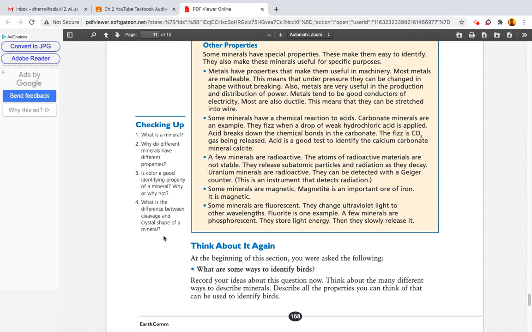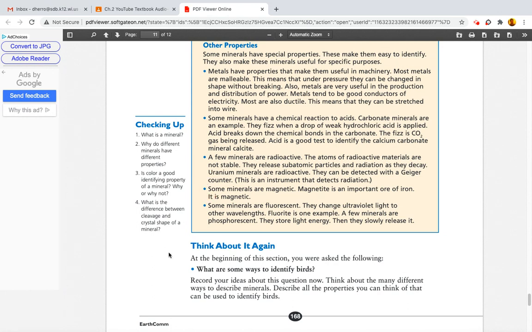A few minerals are radioactive. The atoms of radioactive materials are not stable. They release subatomic particles and radiation as they decay. Uranium minerals are radioactive. They can be detected with a Geiger counter. This is an instrument that detects radiation.